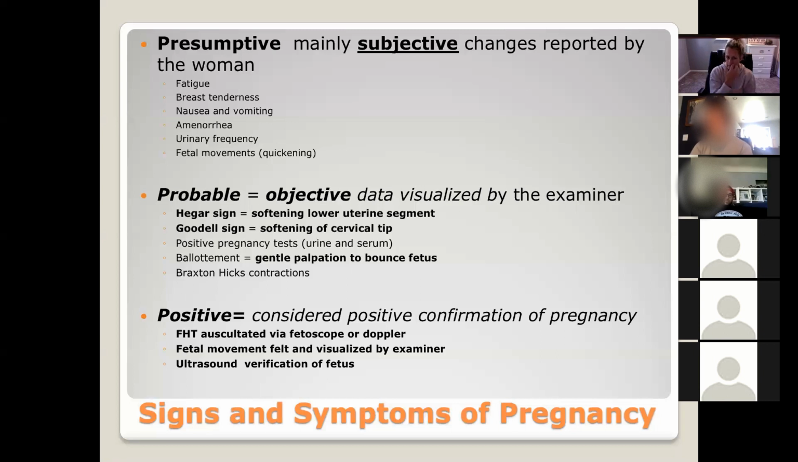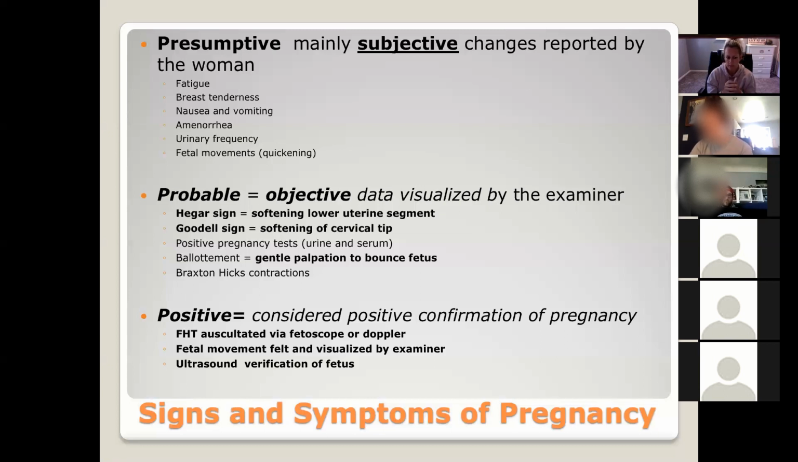So again, it's not truly indicative of pregnancy. It's just another indicator. If the examiner feels some type of Braxton Hicks contraction, so some type of tightening in the abdomen, and a positive pregnancy test, whether urine or serum, again, that's not confirmative of a pregnancy. There are reasons for positive pregnancy tests that are false positives. Okay. The actual positives of a pregnancy, these are definitive diagnoses.